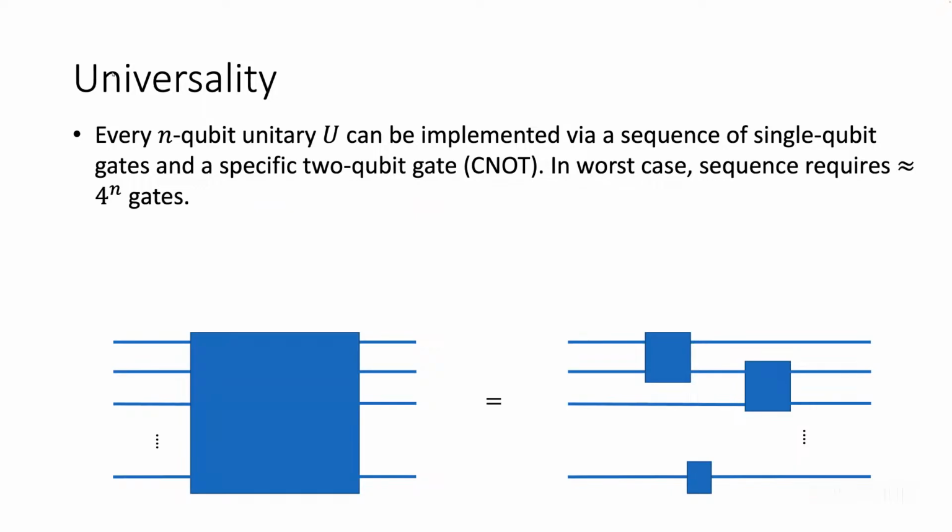Every n qubit unitary transformation, you can think of this giant transformation here, can always be broken down into a sequence of single qubit gates and, in fact, we just have to focus on a specific 2 qubit gate called the CNOT gate. In general, any unitary can be broken down into a sequence of at most 4 to the n gates. We know by a counting argument, similar to Shannon's counting argument that almost all functions require exponential size circuits, so too, almost all unitary transformations require exponential size quantum circuits.